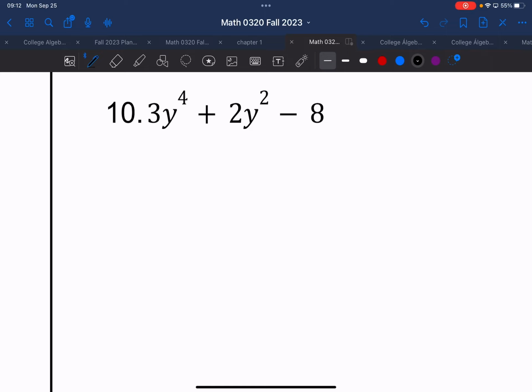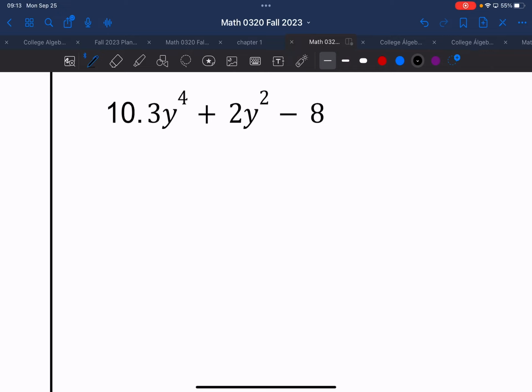Okay, first we're checking, is this in order? Yes, because we have y fourth and y squared and then nothing. Okay. Can we take out a GCF? No, we can't take out a GCF. Let me see what I have for this one. Let me see if this was another one that was a typo. No, okay. So we're not taking out a GCF.